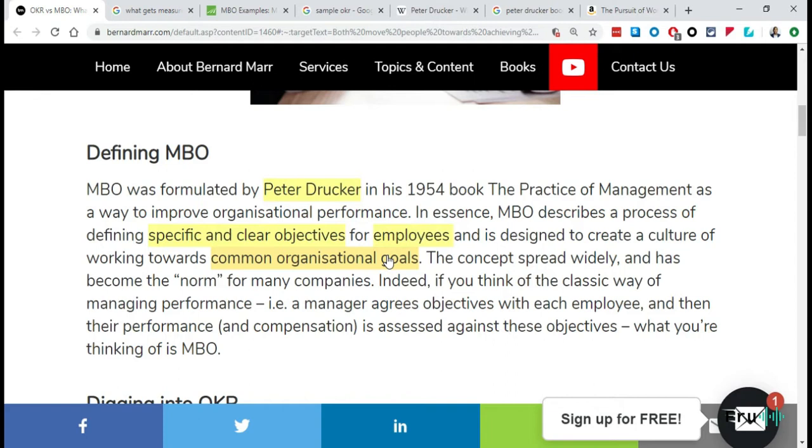And the whole idea with MBOs is that if all those goals are aligned, then ultimately everybody will be working towards one direction. And that's why MBOs really became popularized and gained a lot of adoption within management circles. So a lot of managers tend to use this.